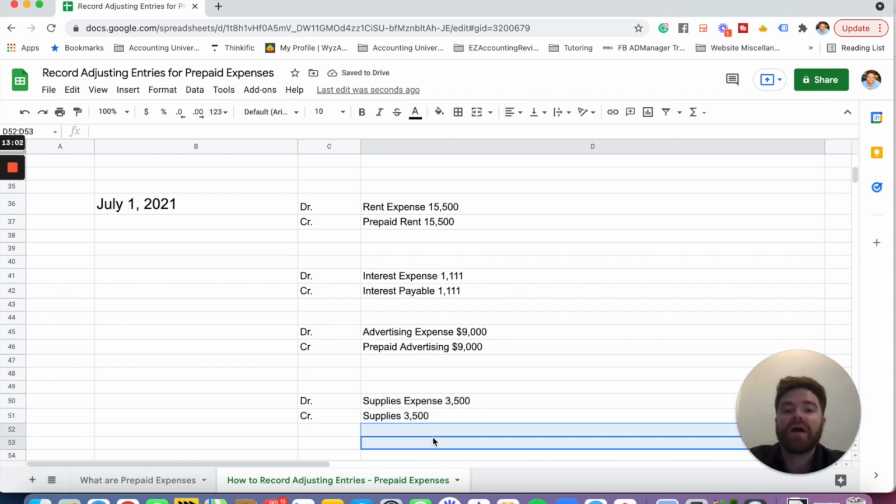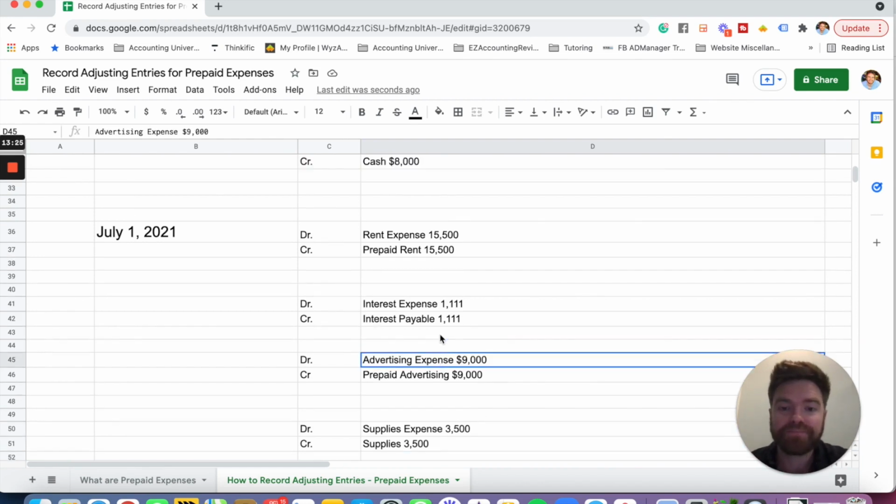Now that's it. That's how you do adjusting entries for prepaid expenses. We went through what are prepaid expenses, what are adjusting entries, just the basics. And then we went through a big practice problem going through recording the initial transaction, which is important. Then later, as time passes or as something is consumed, you record the adjusting entry, which is what we did.